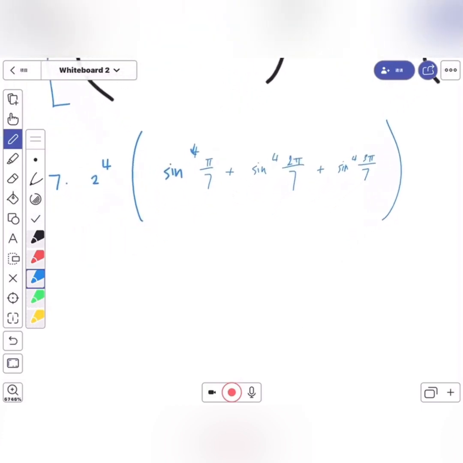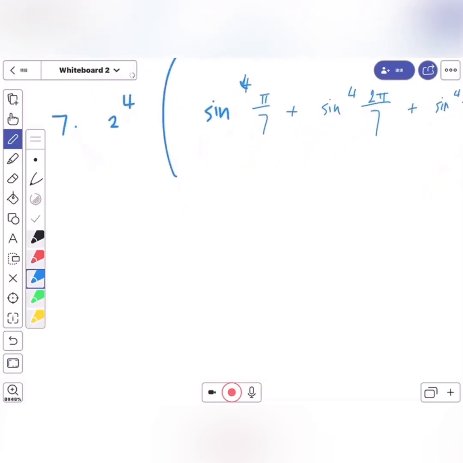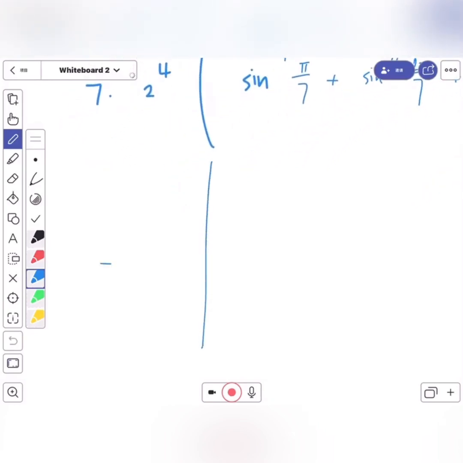Okay, so now we're going to explore some properties of a unit circle. So we have a unit circle right over here.